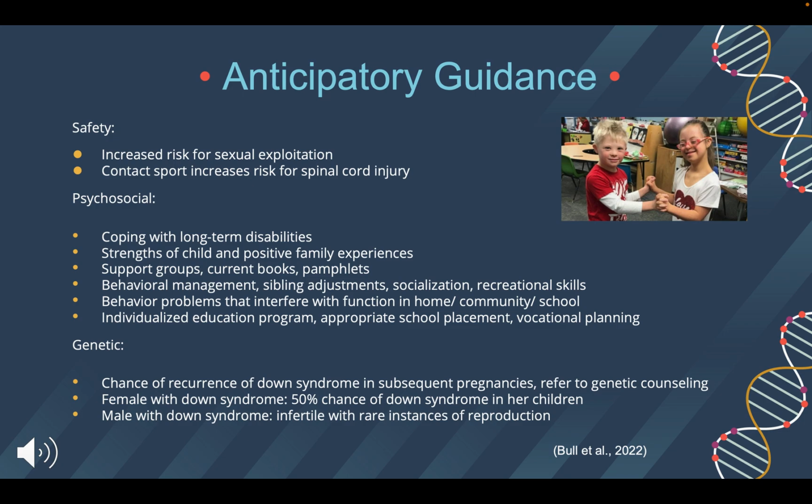Lastly, for genetic, we will educate about the chance of recurrence of Down syndrome in subsequent pregnancies and refer the parents to genetic counseling. Also, a female with Down syndrome has a 50% chance of Down syndrome in her child. A male with Down syndrome will be infertile with rare instances of reproduction.